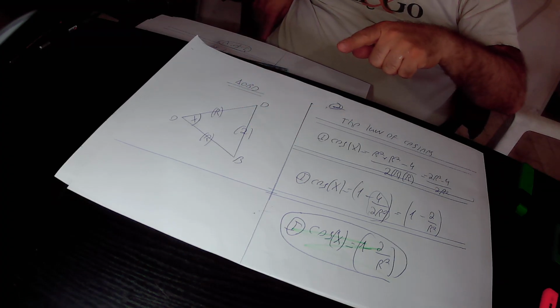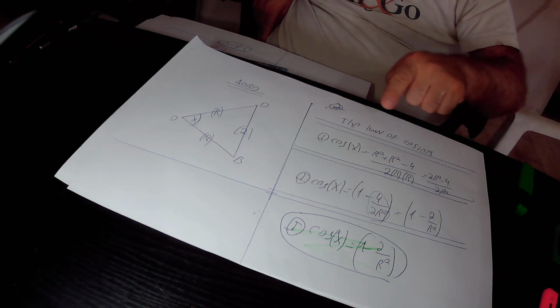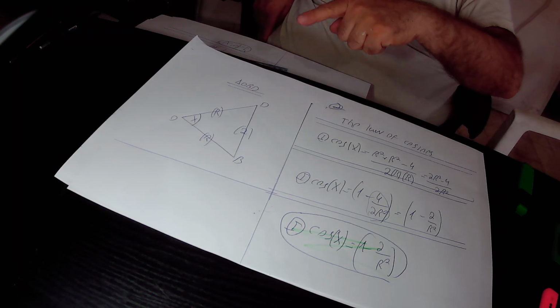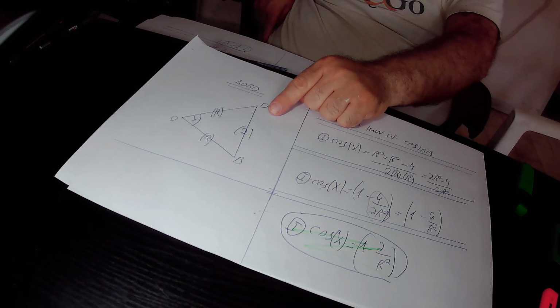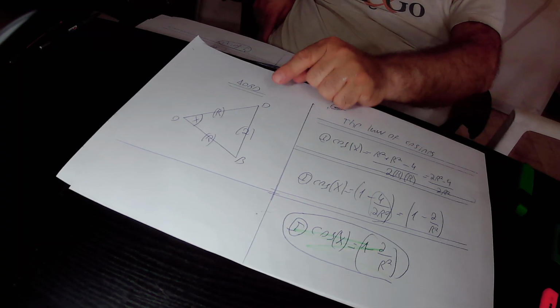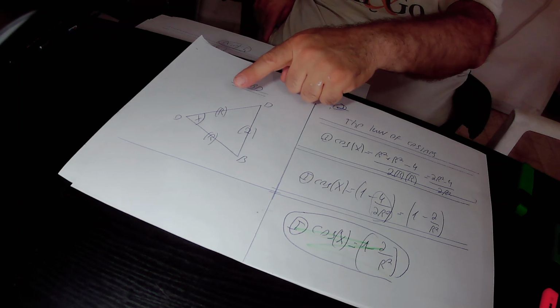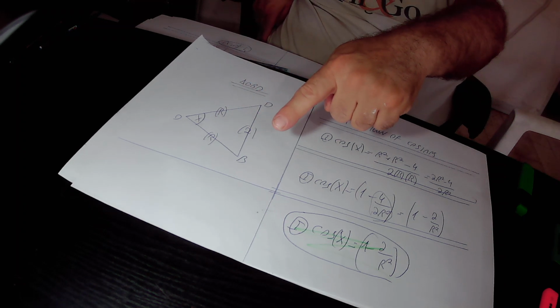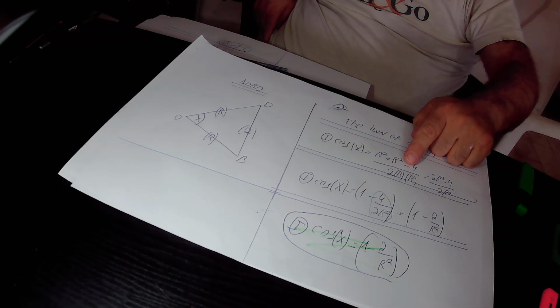So cosine x equals OD square. OD is R, therefore OD square is R square, plus OB square. OB is also R, therefore OB square is R square, minus DB square. DB is 2, therefore DB square is 2 square, that is 4. So it is minus 4 divided by 2 times OD, which is R, times OB, which is also R. So in total, in the denominator we have 2 times R times R.